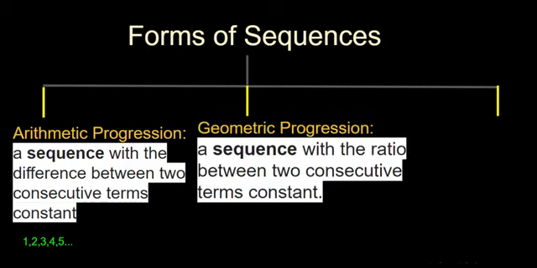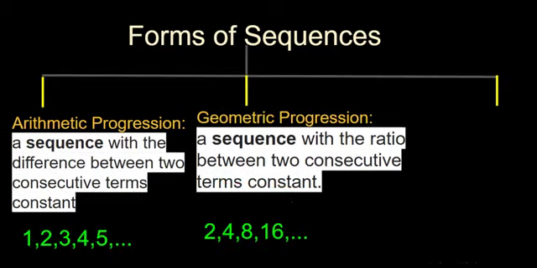The next one is geometric progression or geometric sequence. We can also say progression. It is a sequence where the ratio between 2 consecutive terms is constant, which means to find the next term, you have to multiply or divide by some constant. For example, you have 2, 4, 8, and 16. It is increasing by a multiple of 2. 2 times 2 is 4, 4 times 2 is 8, and 8 times 2 is 16. It is a multiple of the constant 2.